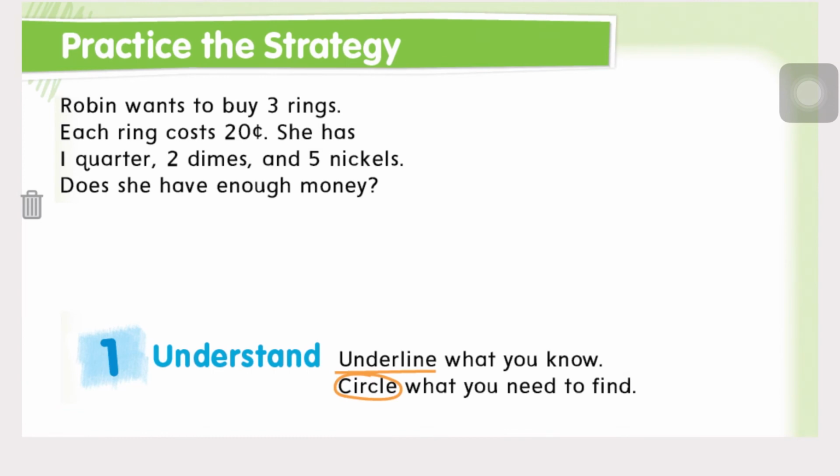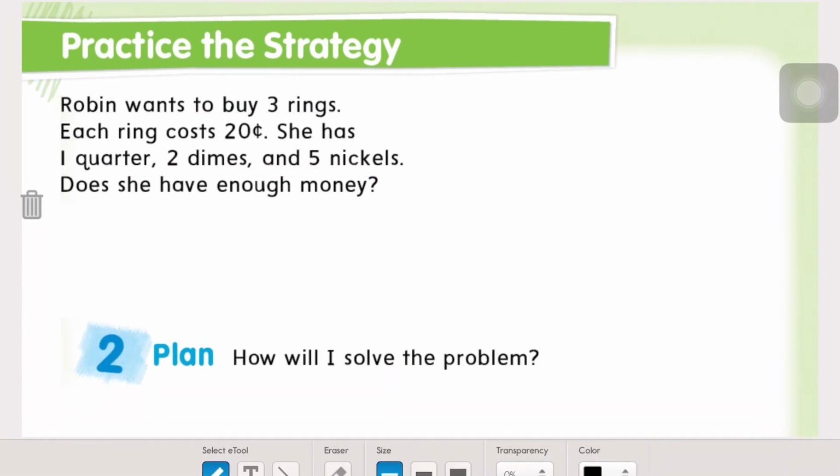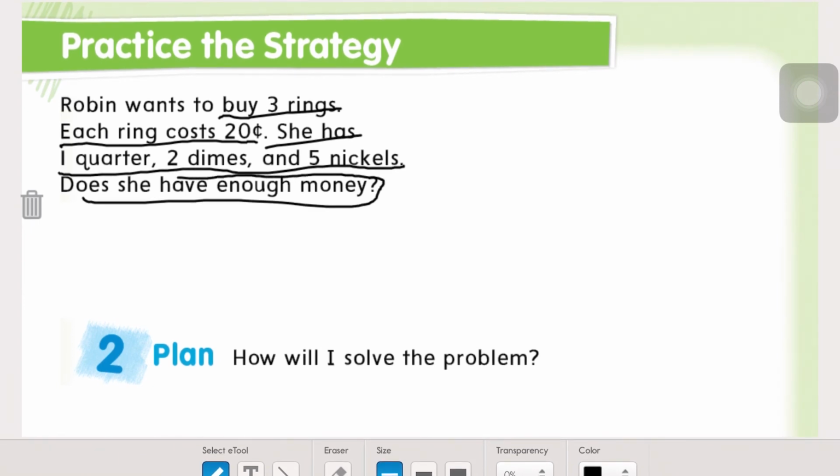All right, so let's practice this strategy together on page 504 in your MyMath book. Step 1, again, is to read the problem. We're going to underline the information we know and circle what we need to find out. Look and see. We know that she wants to buy 3 rings. Each ring costs 20, and we know that she has these coins, so we want to know, circle, does she have enough money? So how will we solve the problem? Well, one way is to use coins to act it out.